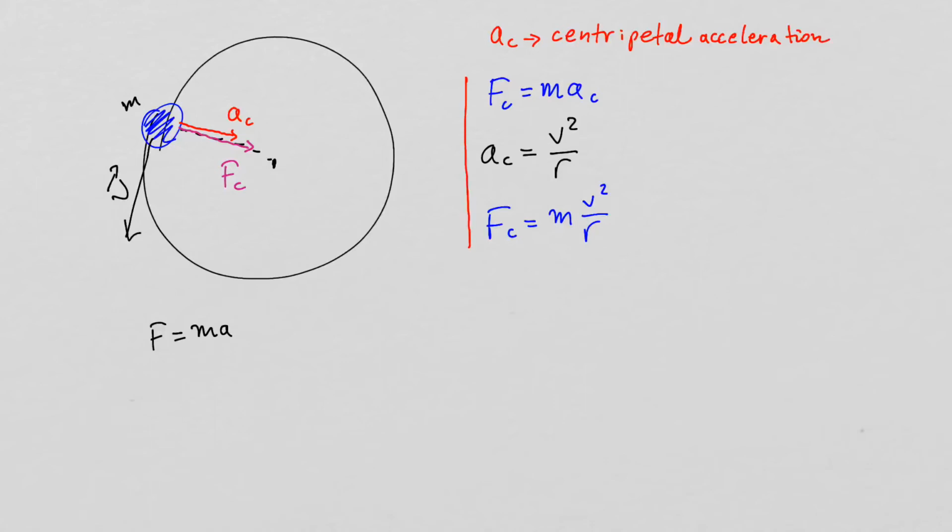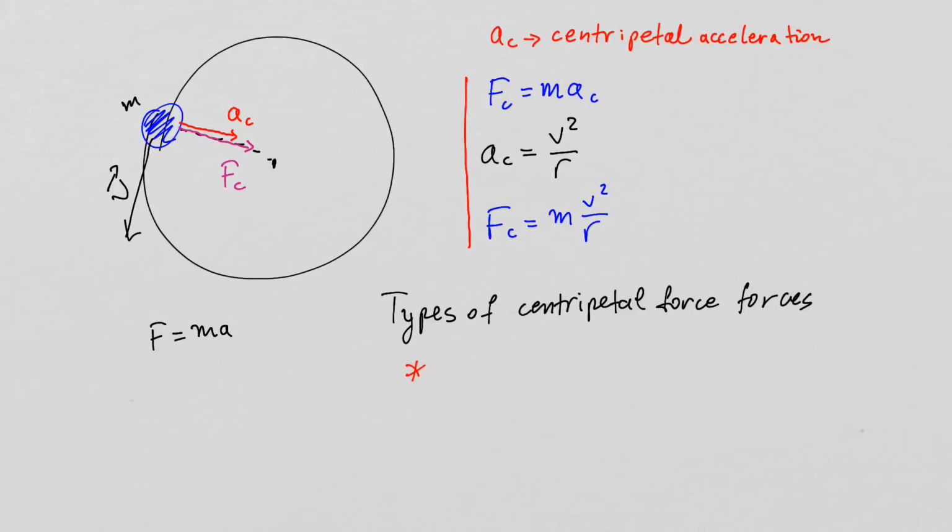So these three relationships are all relevant for uniform circular motion. Now, depending on the specific situation where the object is undergoing uniform circular motion, different types of forces can play the role of centripetal force. So let's make a quick list of several common forces that can be the centripetal force.